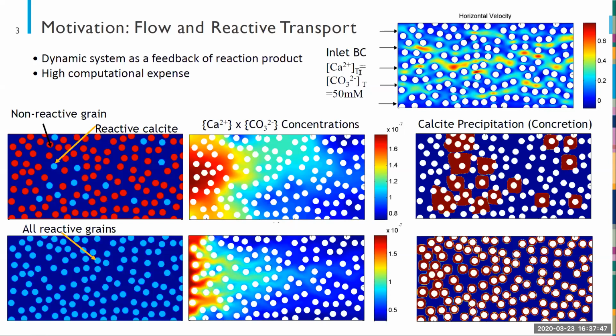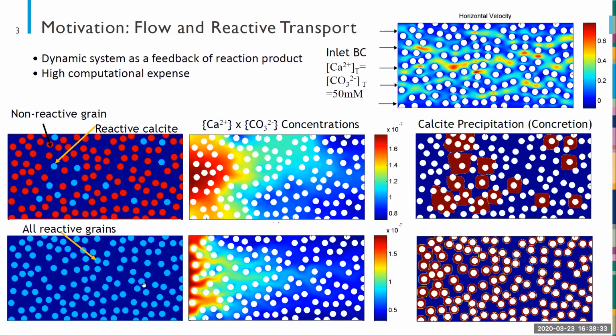In this case, I inject a calcium carbonate solution into this domain. These two ions react and produce calcite. Over time, as this calcite precipitates, the system changes. As a toy problem, I also made a more complex domain. Instead of uniform grain properties, I added more complexity by introducing non-reactive and reactive domains. Because of these different reactive areas, you can see the solution product of this reactive transport varies depending on the model domain.